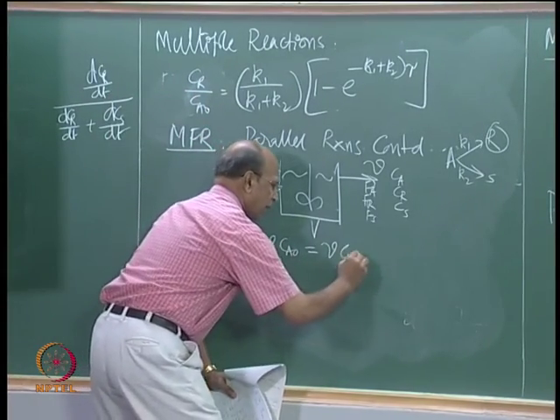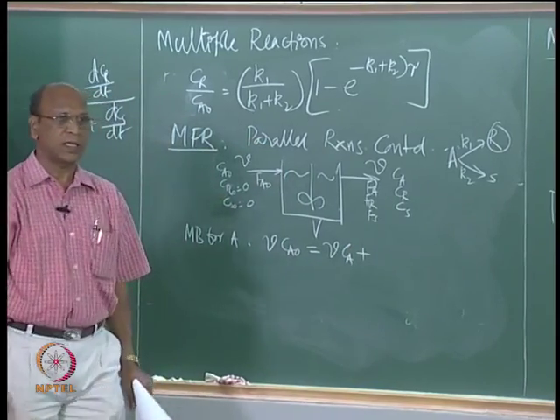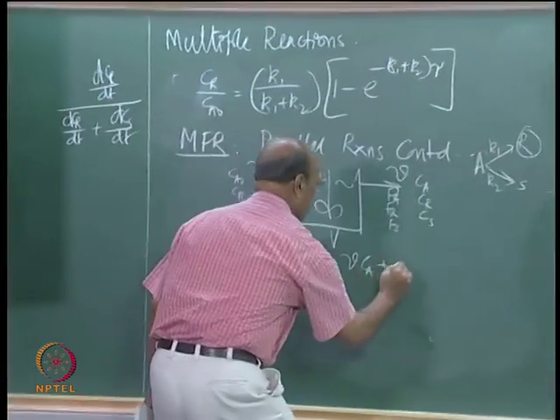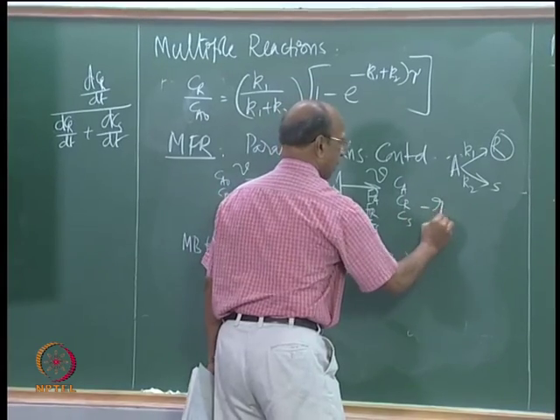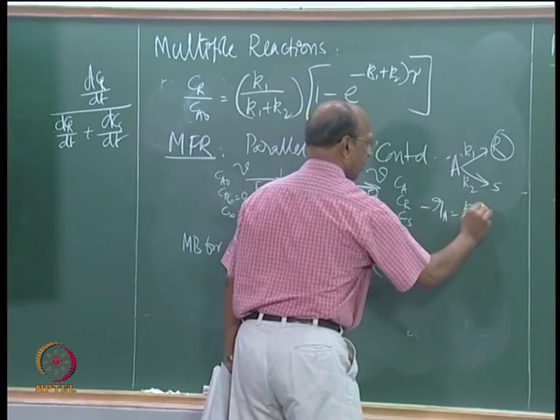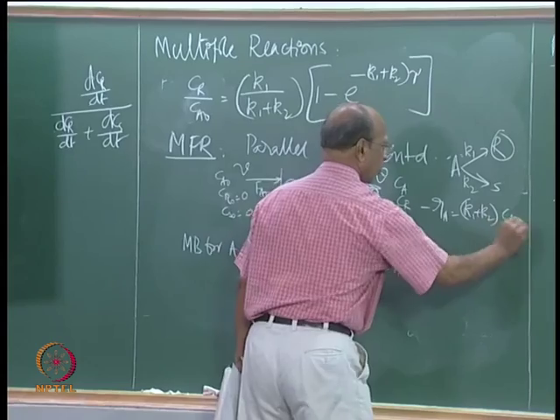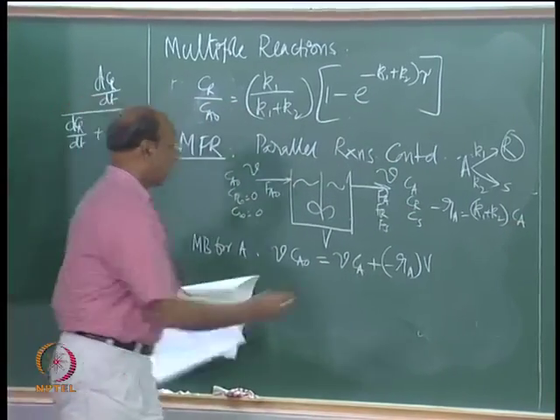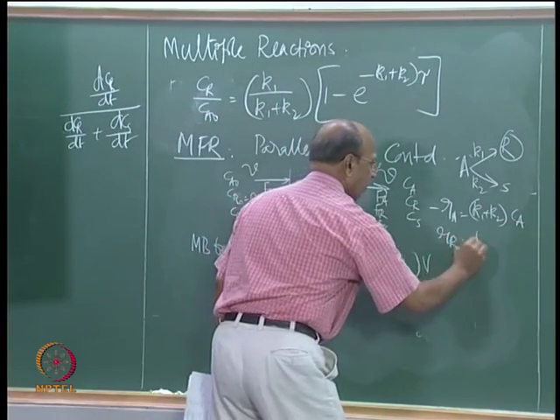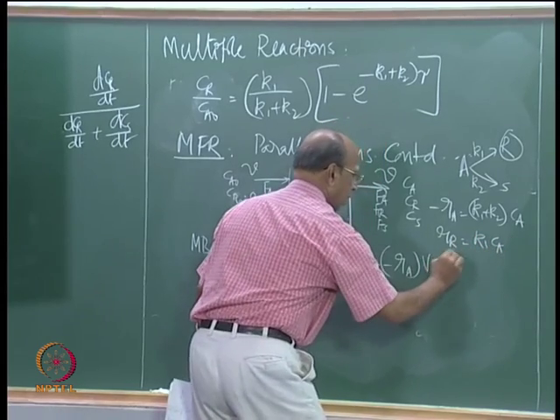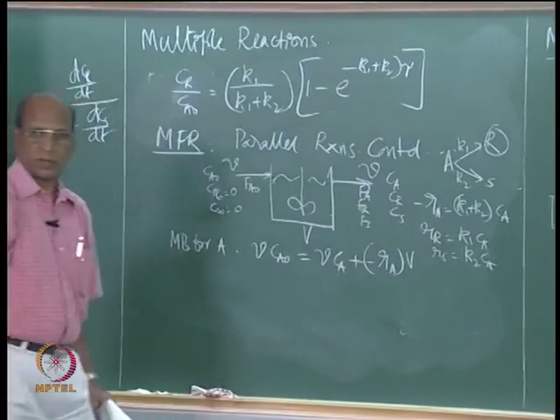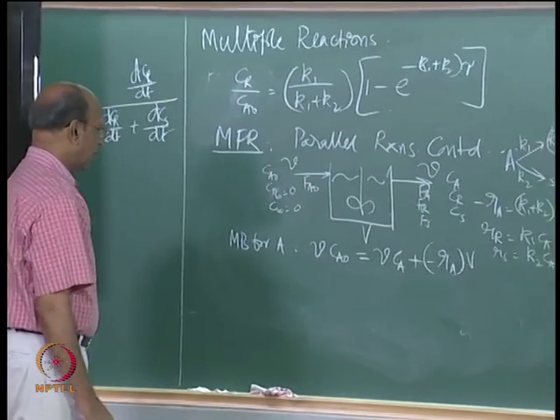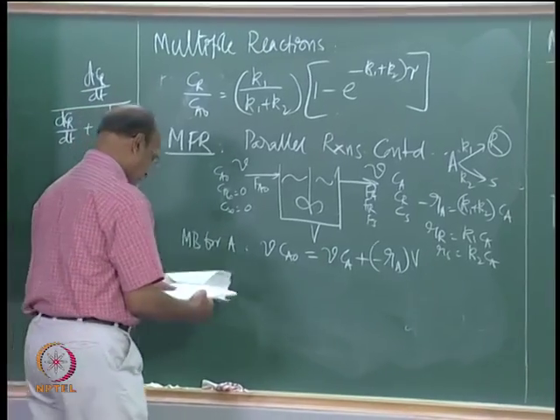Excellent. V into C A. Okay, good. Then what is reacting? Who will tell? Kalpana. Very good. Minus R A into V. And what is minus R A here? K1 plus K2. For this reaction, minus R A equals K1 plus K2 times C A. Right? Okay. Similarly, R R is K1 C A. R S is K2 C A. Right. So, this is one equation.